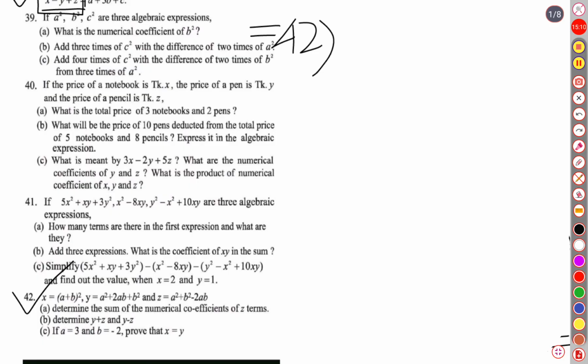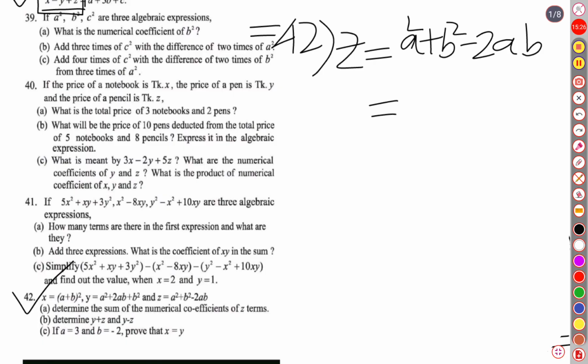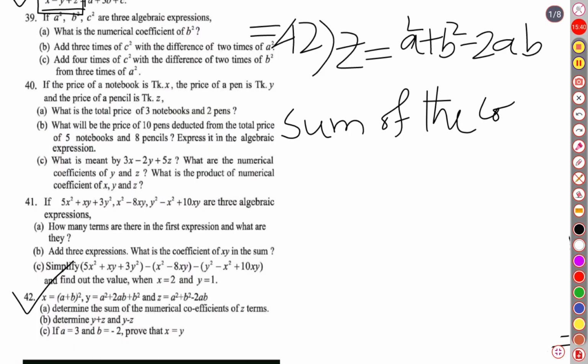Actually, z is equal to a squared plus b squared minus twice a b. And they told us to find the sum of the coefficients. Okay, sum of the coefficients. Directly we can write it, sum of the coefficients equal to.